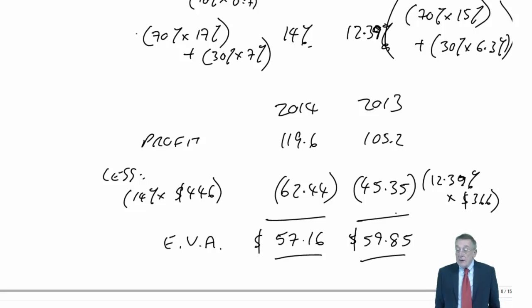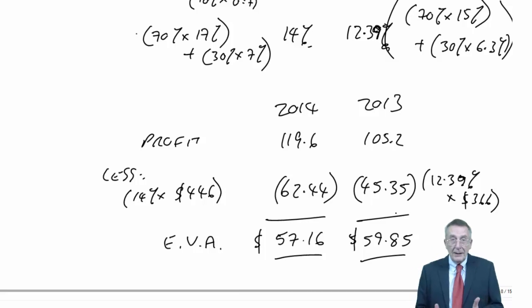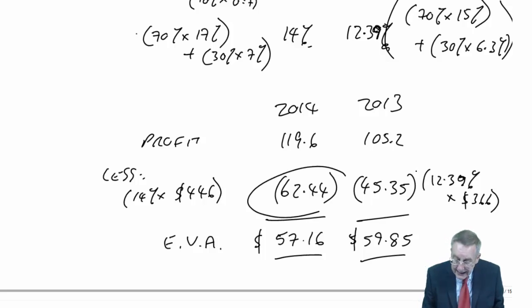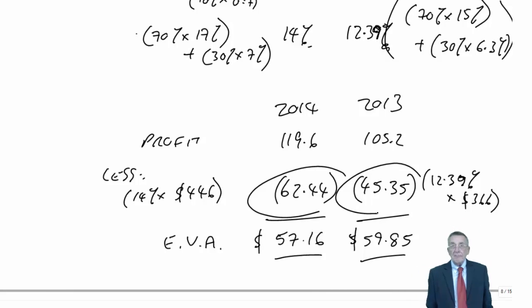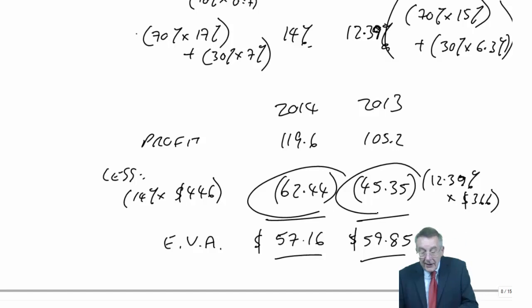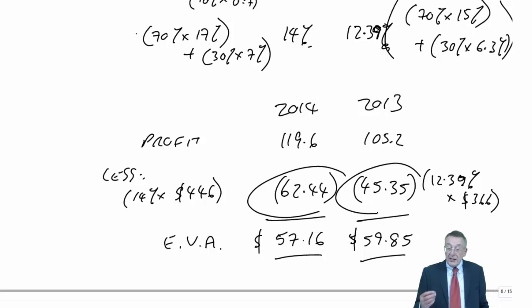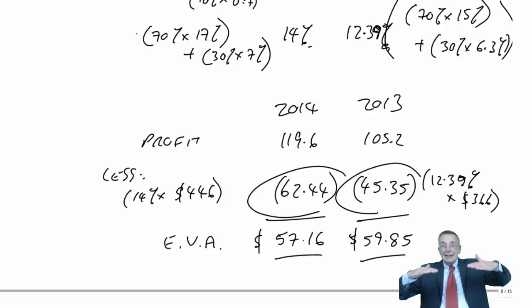So there we are for the arithmetic, and just hopefully to make sense of the logic behind all this, you see we're saying that our investors need that much to keep them happy. You know, they need in 2014 a 14% return on their capital. They need 62.44. Whereas last year they needed 45.35. They were only wanting 12% return on their capital, and there was only 366 capital. So those amounts are the amounts they need to keep them happy.